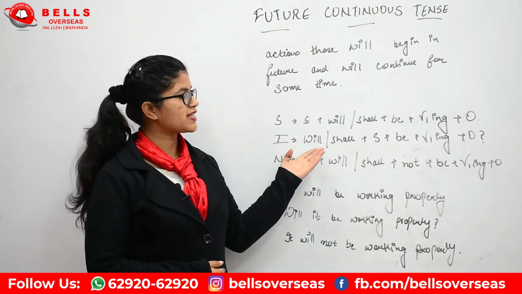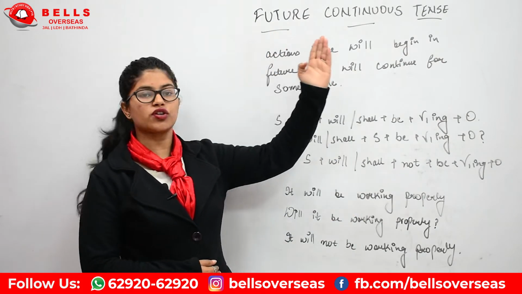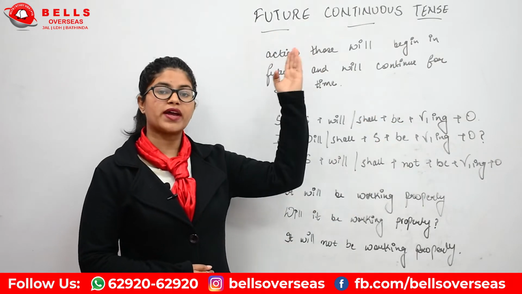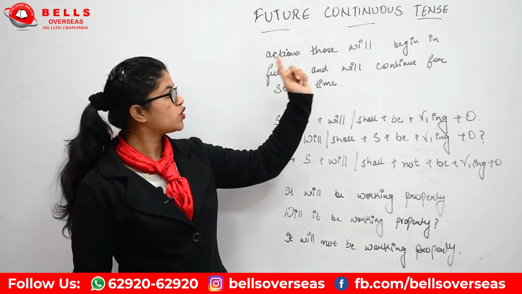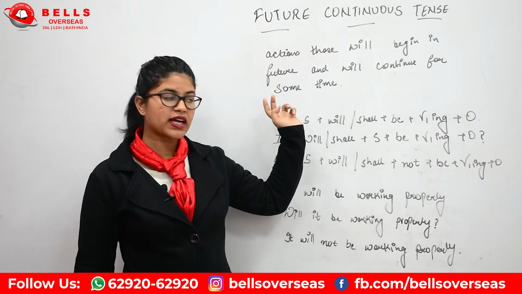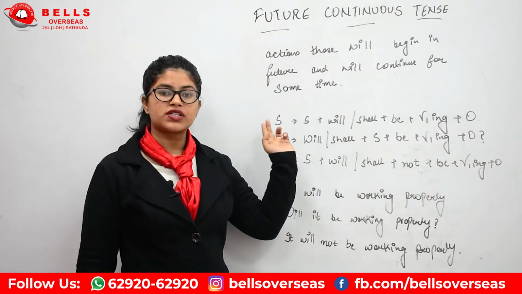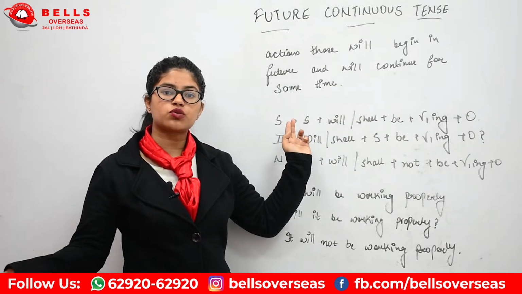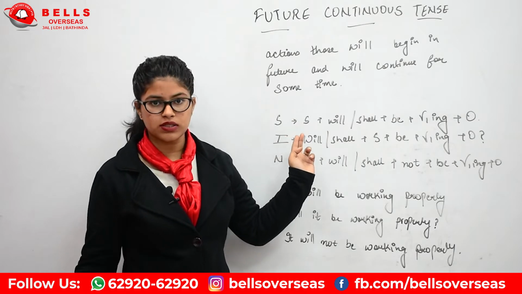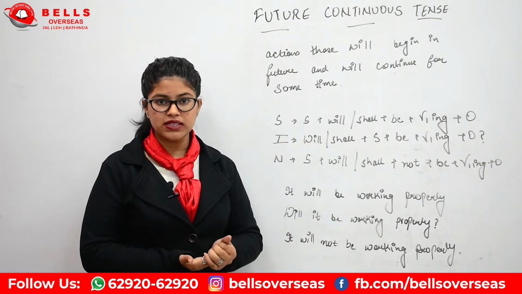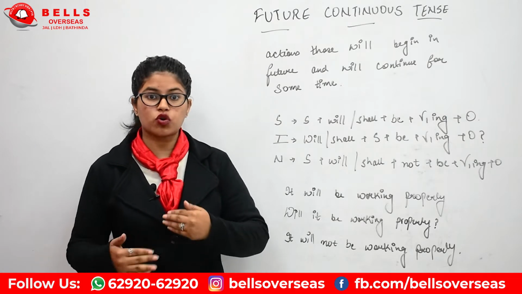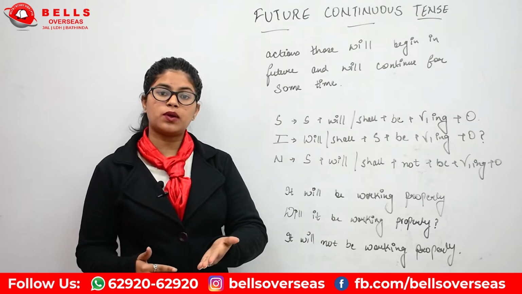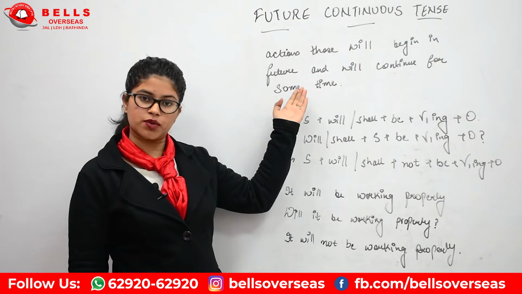Alright, so this is the next type of future tense, which is future continuous tense. Now, where do we use future continuous tense? It is used for those actions that will begin in future and continue for some time. For example, I will be teaching the students for next 2 hours. That means I will begin teaching in the future and for 2 hours I will be teaching them. मैं उनको पढ़ाऊंगी. So there will be used future continuous tense.